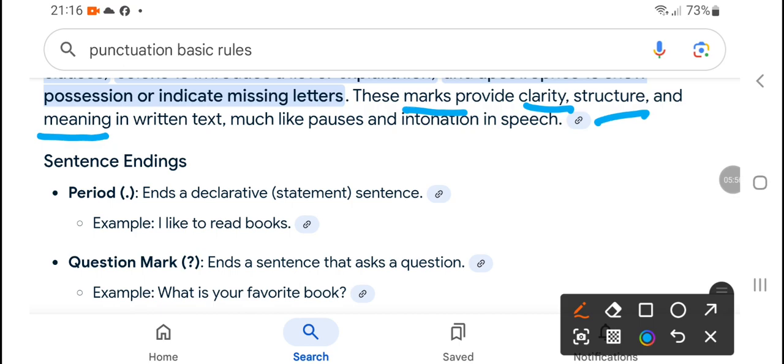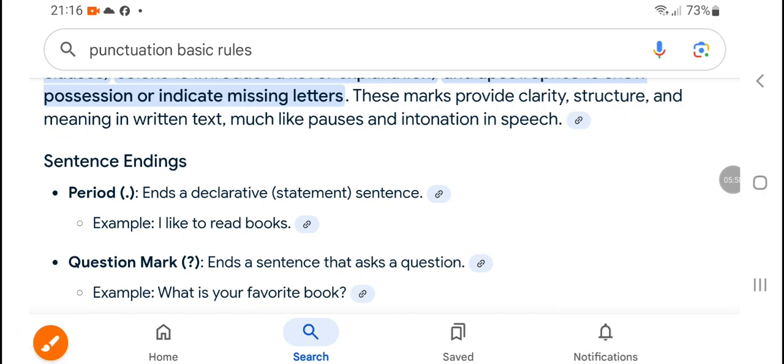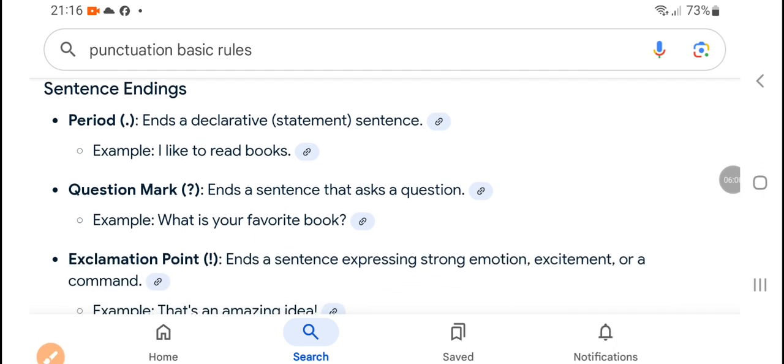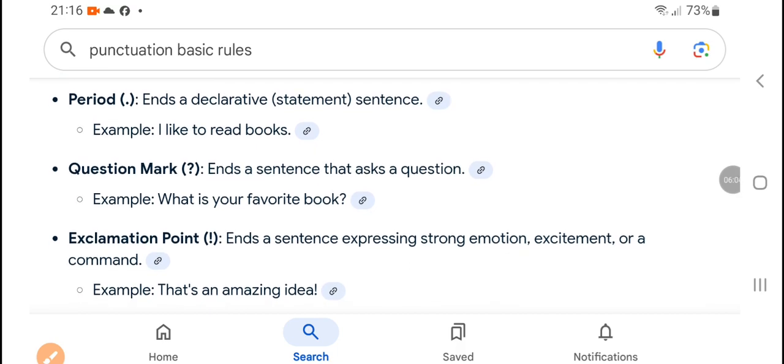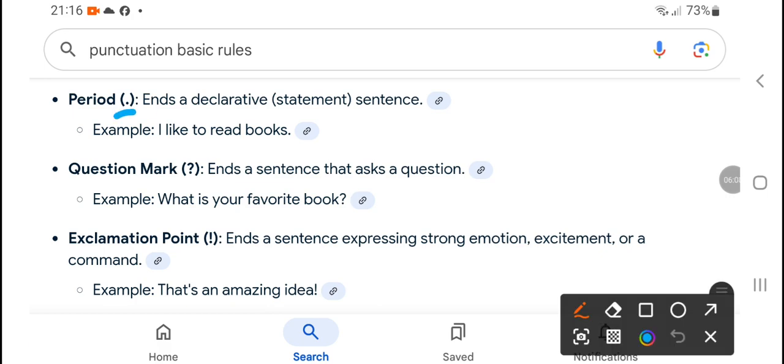So, here we will see example sentences, starting with sentence ending. Period. So, how is the period used? It ends a declarative statement or sentence, right? So that's a simple sentence. When we have one, we use a dot. "I like to read." Simple. "I like to read," right?